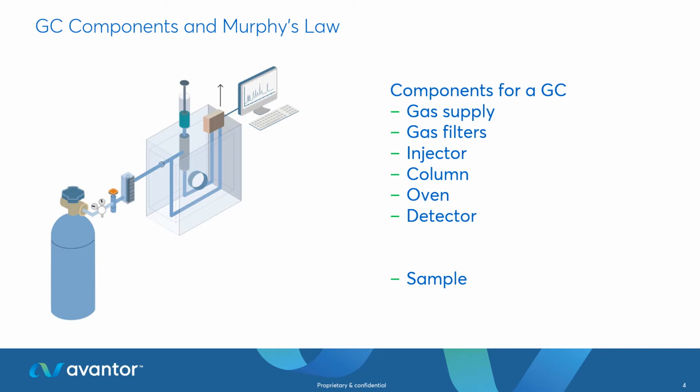Murphy's law states that if anything can go wrong, it will go wrong, and all of these individual components can cause issues in terms of the process of performing gas chromatography. This, in conjunction with the raw sample as well, are all of the individual components that we need to consider quite carefully when we're looking at our troubleshooting.